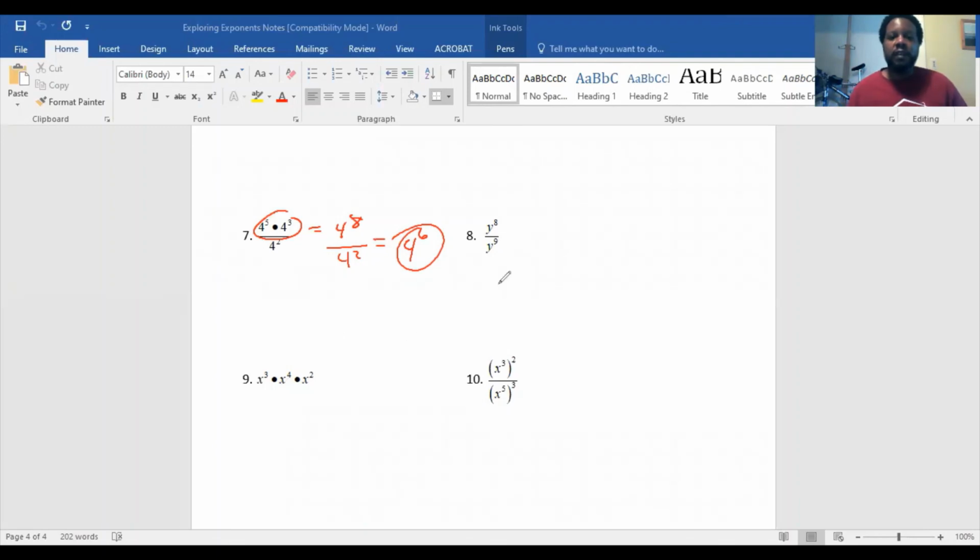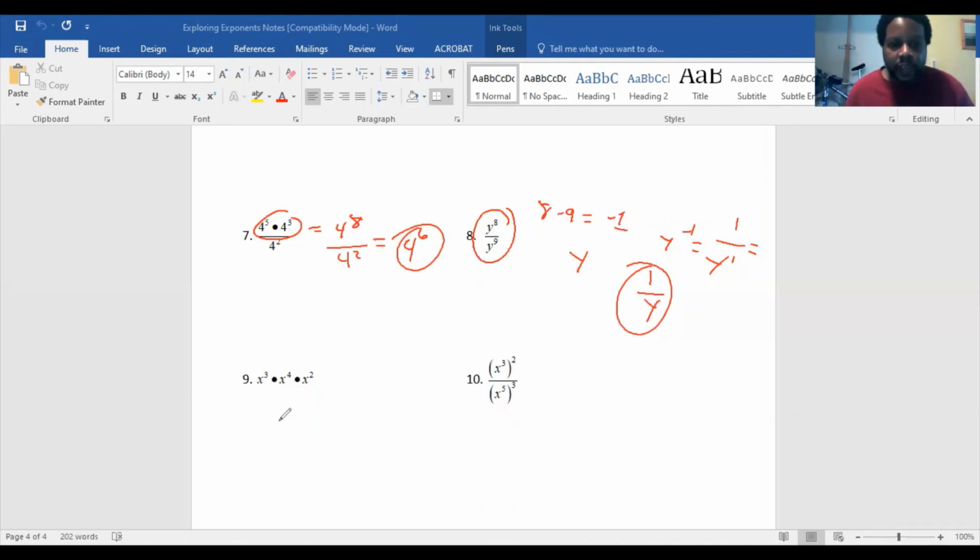Okay, and then using my quotient rule again, here I have to subtract, I have to do 8 minus 9, which is going to give me -1. I keep my base, so it's y. So I have y to the -1. My negative exponent rule means I need to rewrite this as 1 over y to the 1, which is the same as 1 over y. I don't have to write an exponent to the first power. I can erase that. It doesn't need to exist.